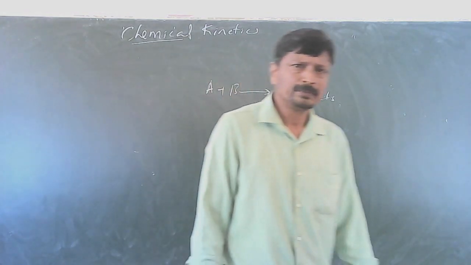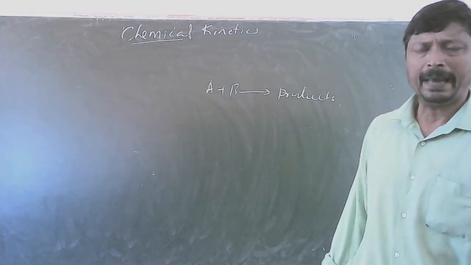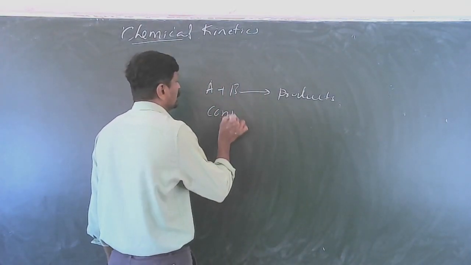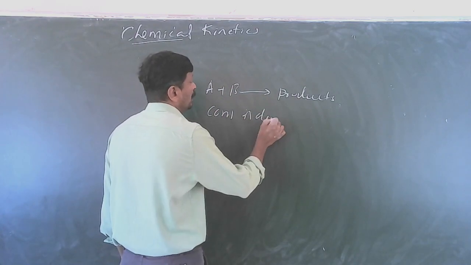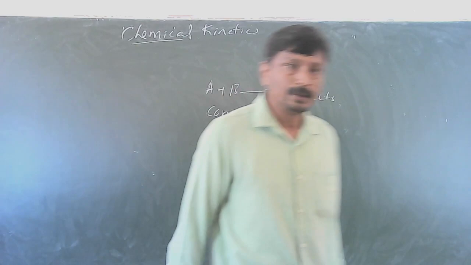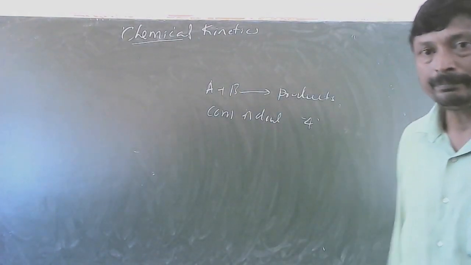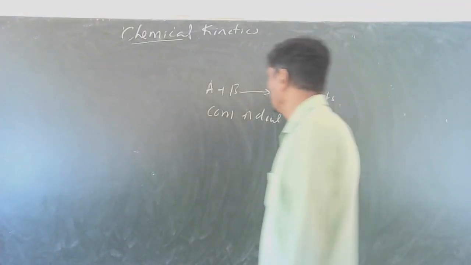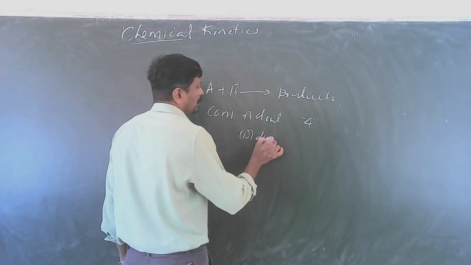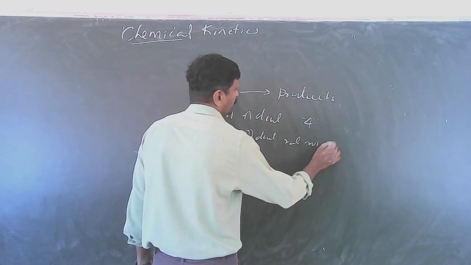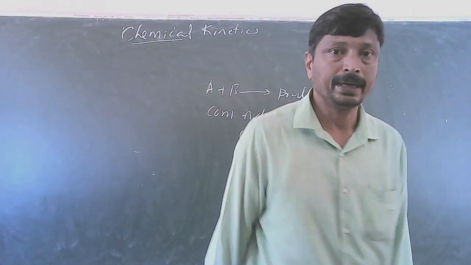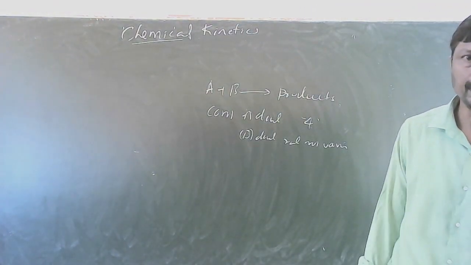Say the data are given something like this. The concentration of A is doubled, and the rate increases to 4 times. And the concentration of B is doubled, the rate is not changed. B is doubled, the rate does not vary. Write the rate expression.